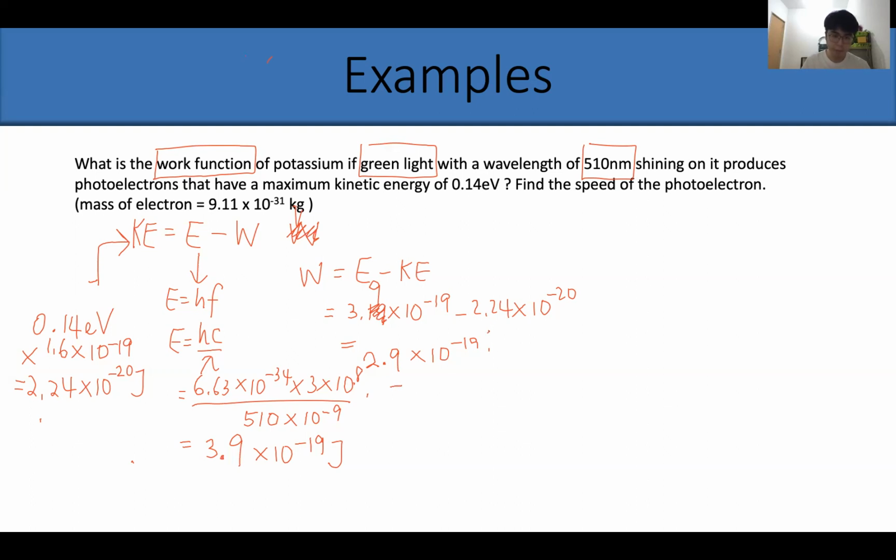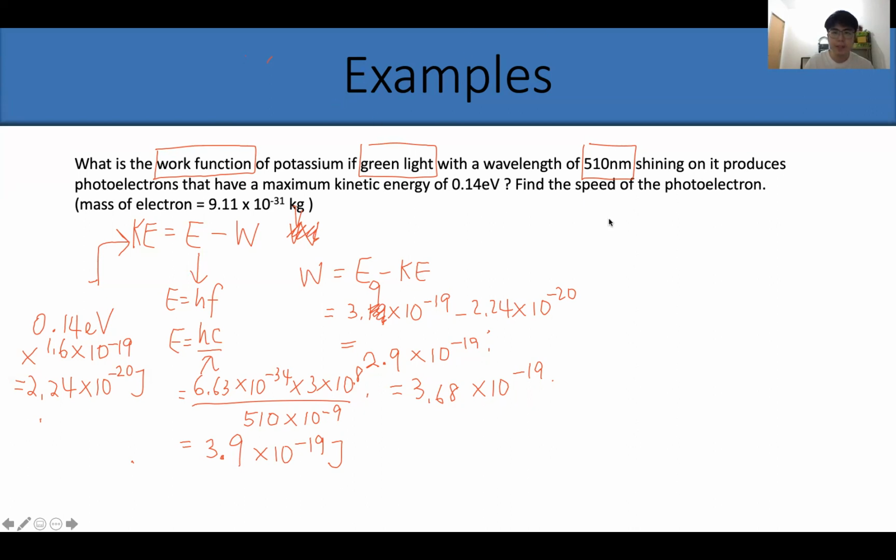Okay, so you get 3.68 times 10 minus 19. Okay, so that is the work function. Now from here, you can get the speed of the photoelectron, right? Because you already know the kinetic energy.